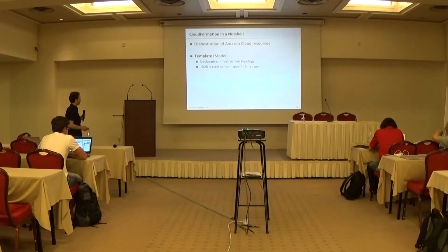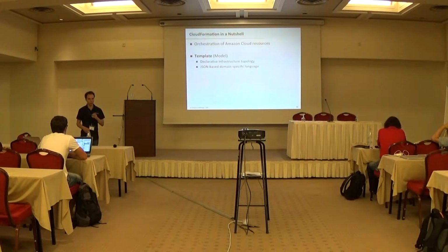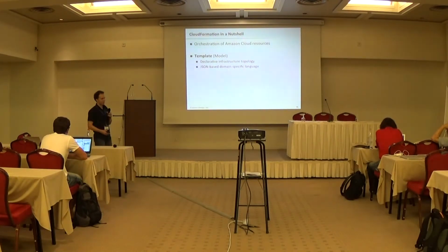And you can now use this language basically to create so-called templates. These are basically models, very similar to HOT, what we've seen in Tosca. And it's basically a declarative infrastructure topology what you create. Technically, it's a JSON-based domain-specific language, so it's also a bit old-fashioned because it uses brackets, as we have learned in the morning, right? And you can instantiate those templates, and these instances are called stacks.